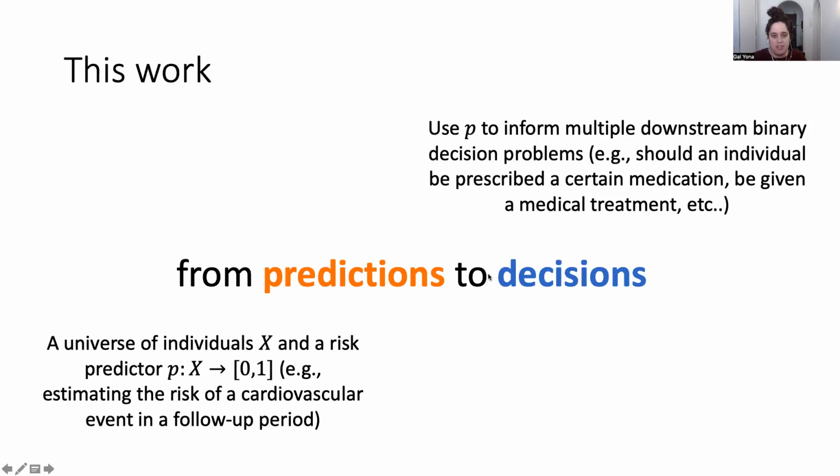Okay, so the setting we study in this work, we call it From Predictions to Decisions. By predictions, I mean that we have a universe of individuals X, and some risk predictor, which is a mapping from X to values in the interval 0, 1. For example, to estimate the risk of a cardiovascular event in some follow-up period. By decisions, I mean that the way we intend to use P is to inform multiple downstream binary decision problems. For example, whether an individual should be prescribed a medication or be given a certain medical treatment.